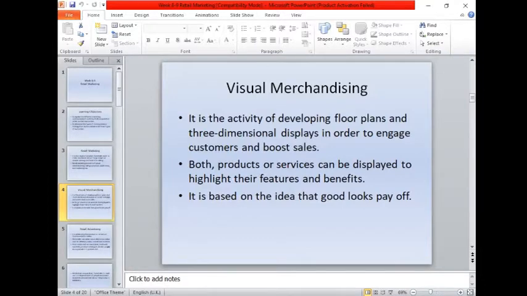Through visual merchandising, if customers are attracted by what they see inside and outside the store, they will become curious to go inside and engage by looking or window shopping. And if they really have a desire to buy, then they will buy the products inside. This is also the idea that good looks pay off.